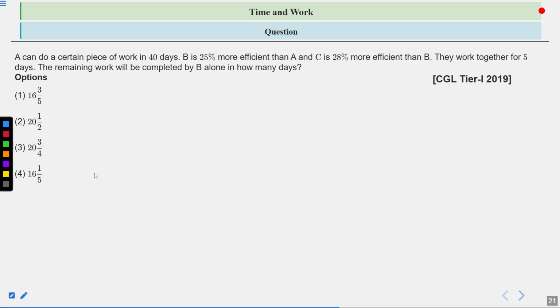So there are four options. First one is 16 and 3 by 5 days. Second is 20 and 1 by 2 days. Third one is 20 and 3 by 4 days. And fourth one is 16 and 1 by 5 days. Now you have 10 seconds to analyze the question. Your time starts now. Now time's up. Let's see the solution of this question.